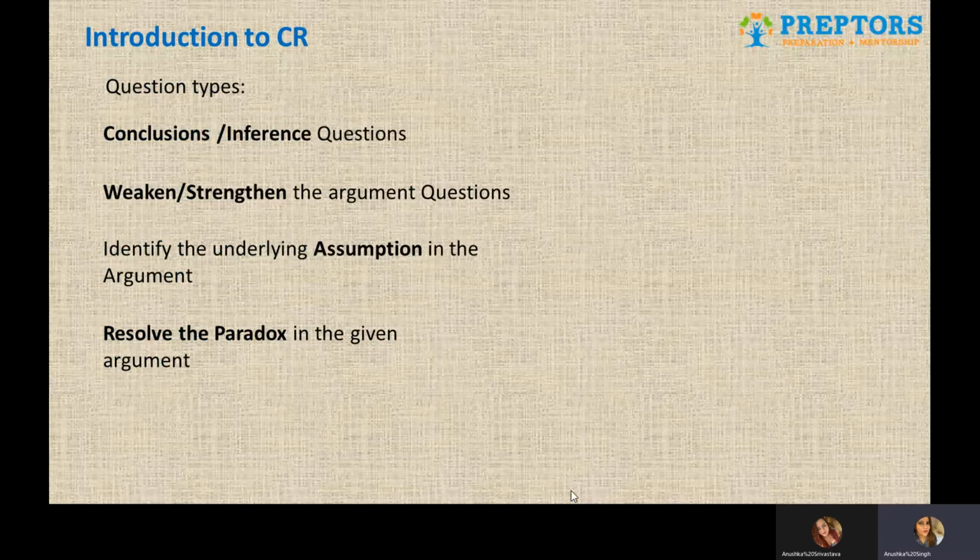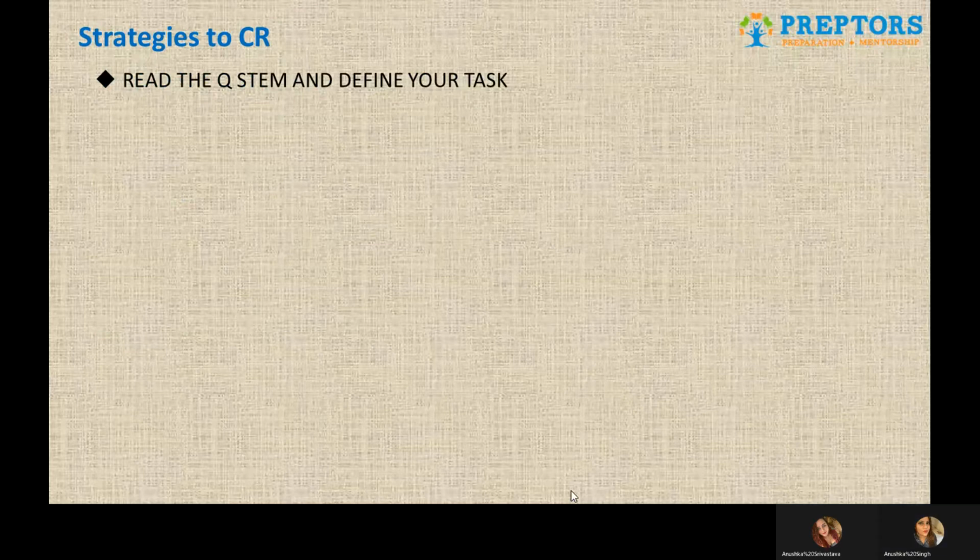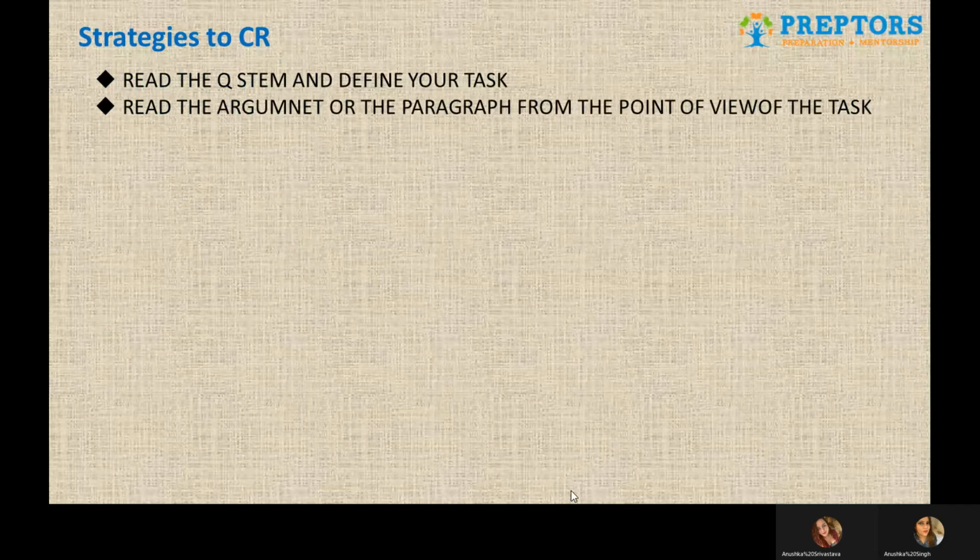But before we move forward to the typical questions, let us see how to deal with critical reasoning. Strategies for critical reasoning: whenever you come across a question, guys, it's always advisable that you read the question first and then you read the paragraph or the argument. Reading the question first will help you to read the question stem and define your task. It will also help you to read the argument or the paragraph from the point of view of that task. It is very important to read the paragraph from the point of view of that task.